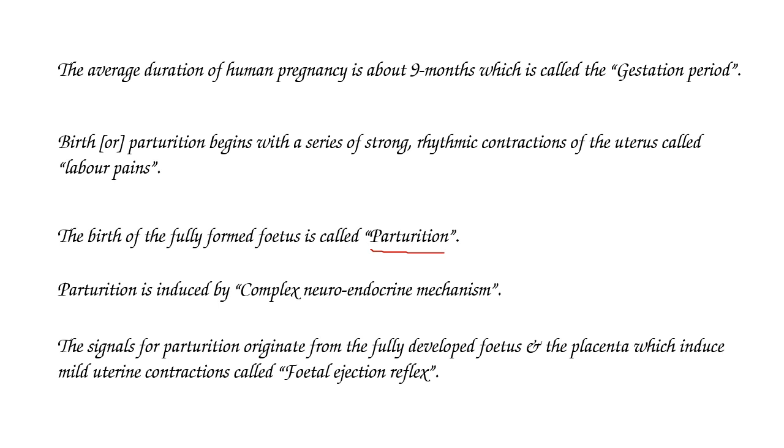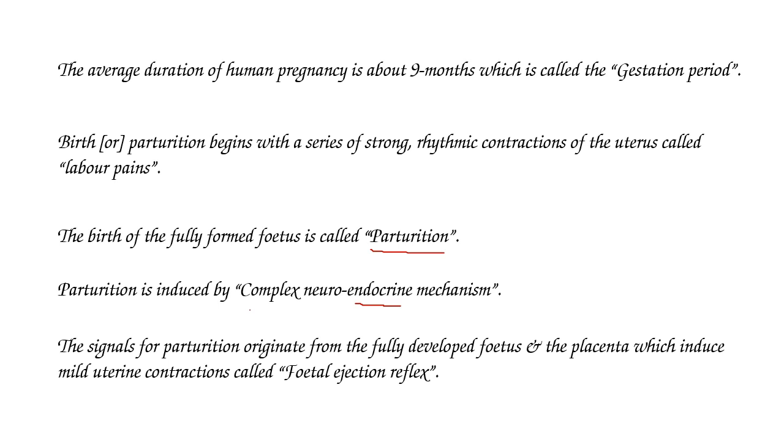This is one of the important short answers. Parturition, that means birth of a fully formed fetus, is induced by a complex neuroendocrine mechanism. That means involvement of the nervous system as well as the endocrine gland system. So giving birth to a new baby is a complex neuroendocrine mechanism.